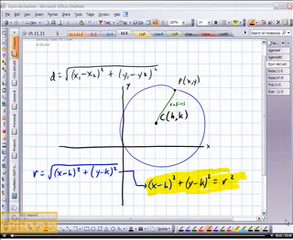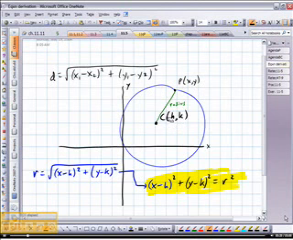This is a derivation of the equation for a circle. You start here on the circle with the center at some point h comma k. Here's your radius. It goes out to some point on the circle at x comma y. We don't know where it is, so we call it x and y. H comma k, those are constants. Those are numbers you would know.